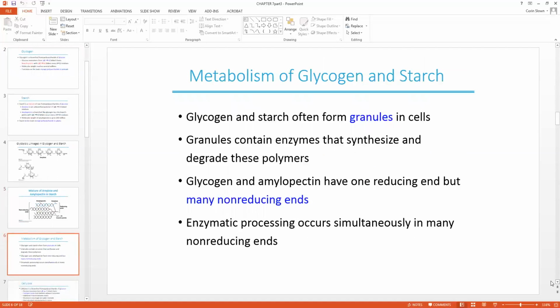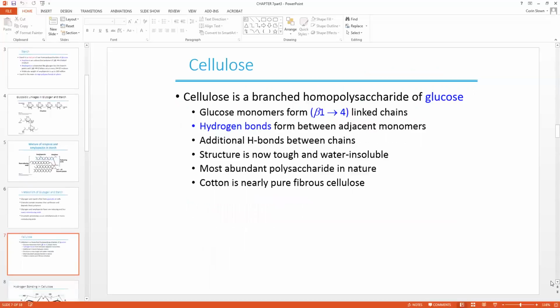If we think about glycogen and starch, these are often stored in granules in cells. So granules contain enzymes that actually synthesize and break down these polymers. Glycogen and amylopectin have only one reducing end, but many non-reducing ends. And so these enzymatic processes occur simultaneously at many of the non-reducing ends.